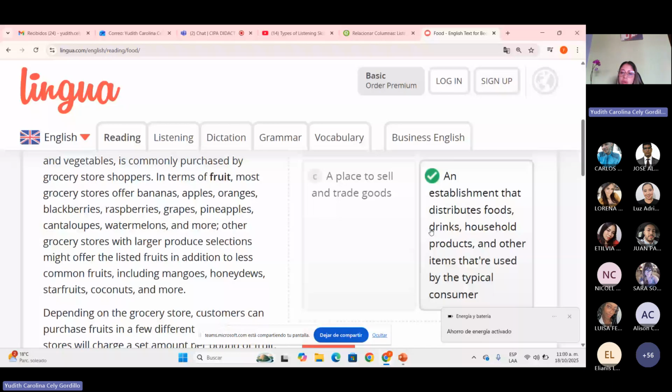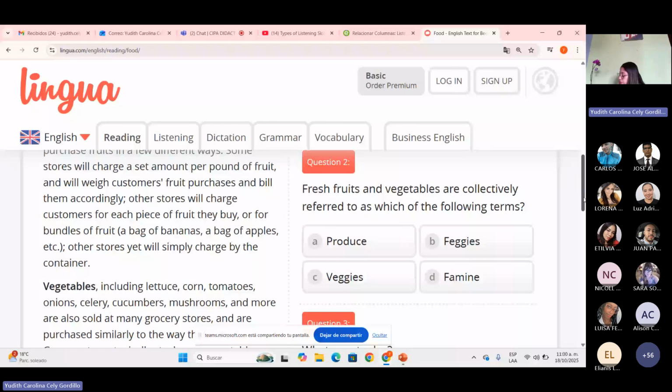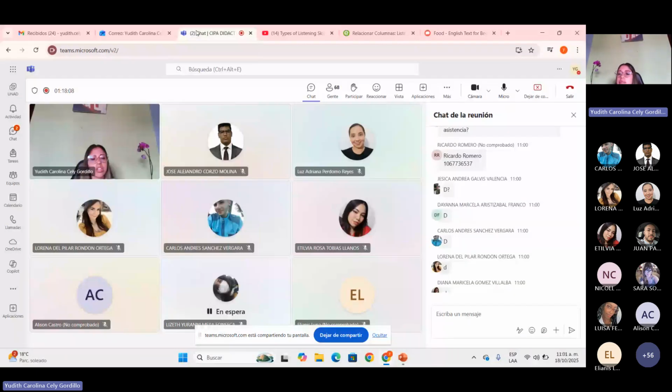We are going to the second question. Fresh fruits and vegetables are collectively referred to as which of the following terms? This is the produce, maybe biggest, or famine. Can you identify what you understand? That is A, maybe that is B, or in this case it is C. What do you think? Okay, we are going to write in the chat, that is no problem.